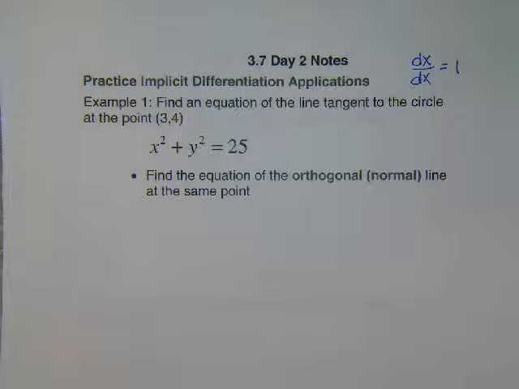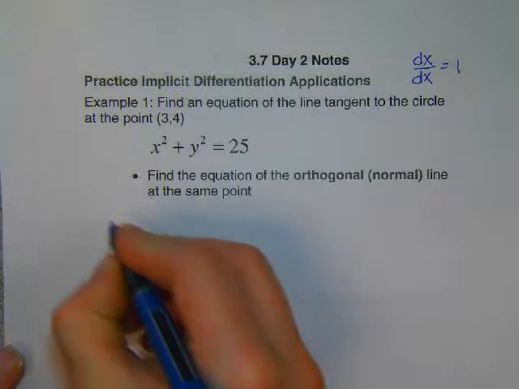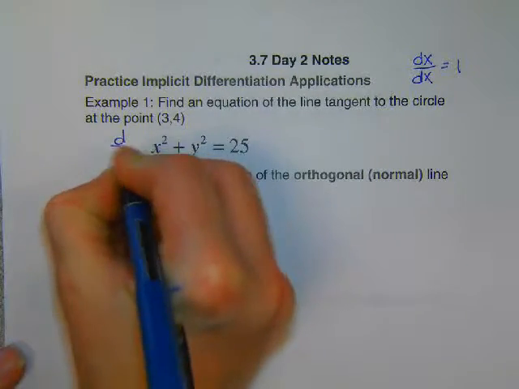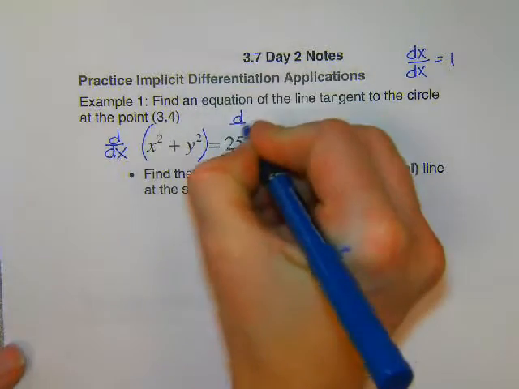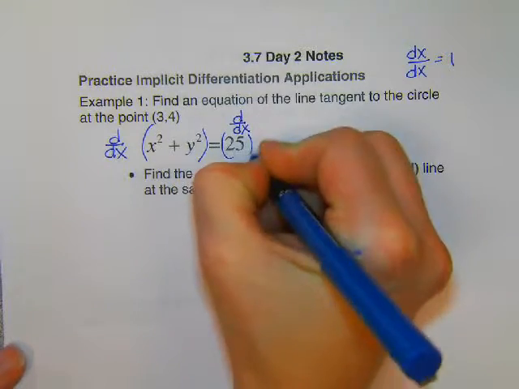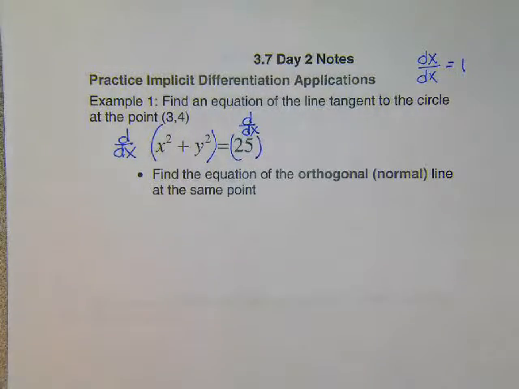So, example 1, find an equation of the line tangent to the circle x squared plus y squared equals 25 at the point 3, 4. What we're going to need to do first is take the derivative with respect to x on both sides. So, I'm going to write d dx of x squared plus y squared and d dx of 25. Then I'm going to apply the same rules as before, but when I'm differentiating y's, I have to write dy dx after.